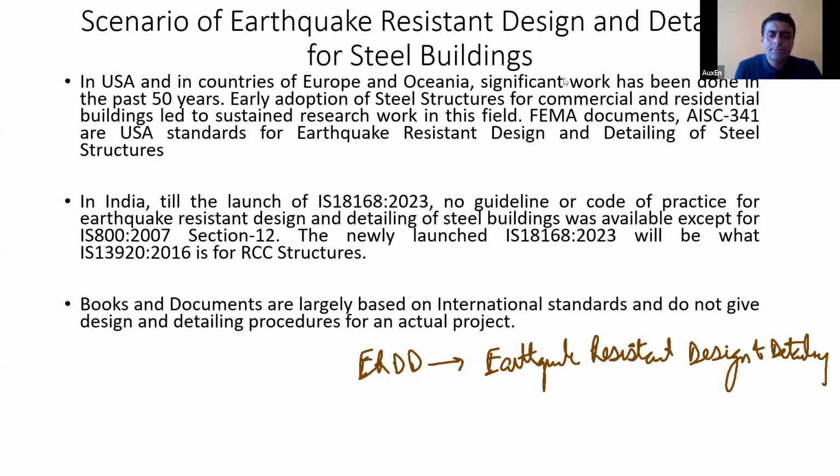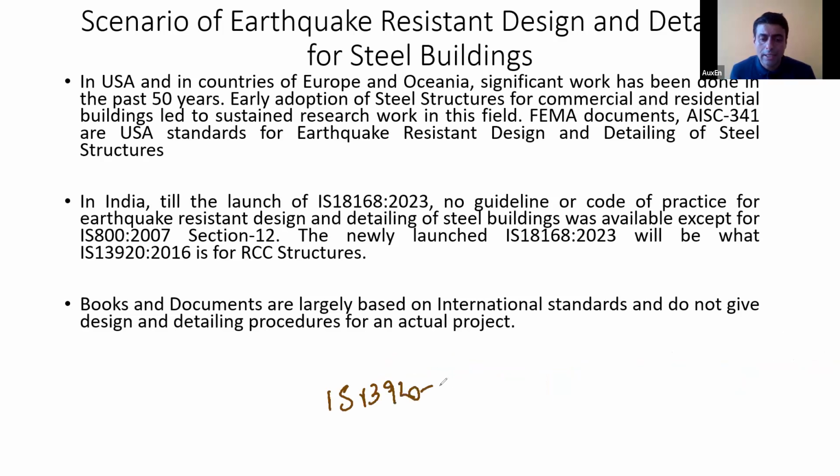So the books and documents till now that we have for ERDD of steel structures either don't cover this topic at all, or even if they cover, they are largely based on the international standards. In fact, till now we don't have a proper textbook, at least, which covers IS 13920 2016 properly. I have not seen one at least. Has anyone seen any good textbook which covers through solved examples the use of 13920 2016?